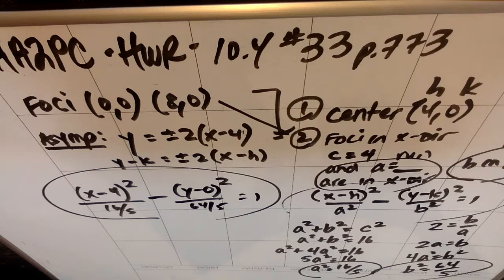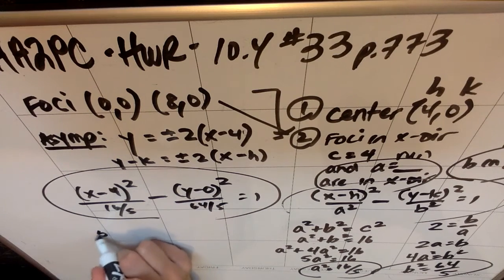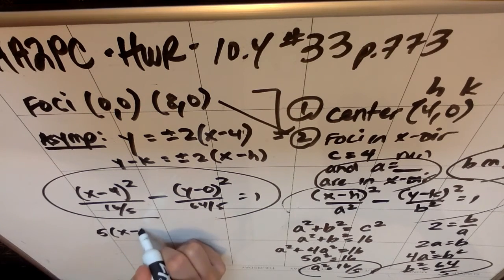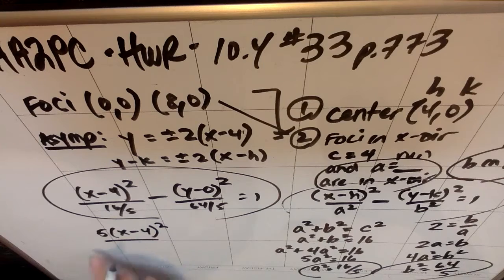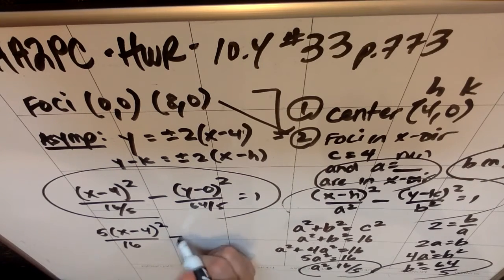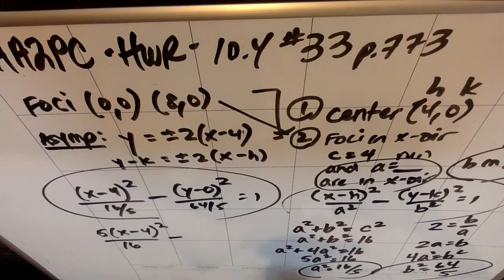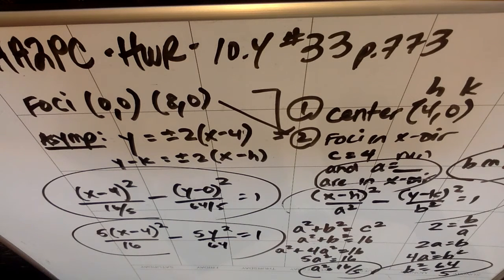But if you're like, man, I really hate this whole fraction thing and I'm really not loving the fraction in a fraction, you can flip those 5s up top. So the answer the back of the book has is 5 times (x minus 4) quantity squared all over 16 minus, and then they don't bother to put the y minus 0, they just have 5 times y squared, but you could leave it as (y minus 0) squared in that parenthesis over 64 equals 1. So either of those answers would be fine. It was definitely a tricky problem because of the fractions, but there you have it. That's 10.4, number 33.